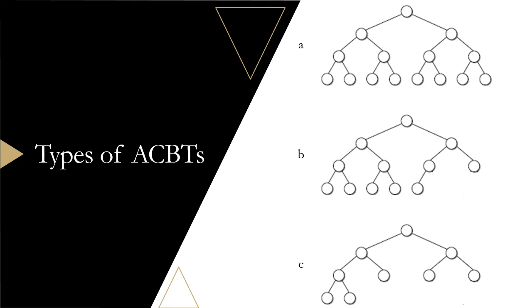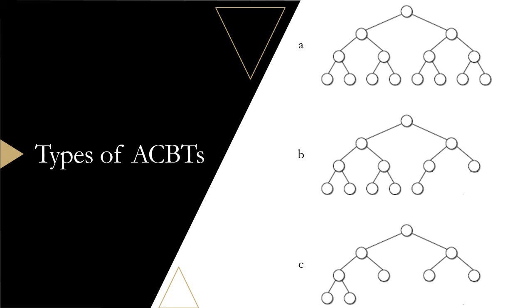This tree is the third form of ACBT, tree C. The difference in height of the two subtrees of the root is 1. Height of the left subtree is 3. Height of the right subtree is 2. Left minus right, 1. Concentrate on the left subtree of the root. This is an ACBT. Now concentrate on the right subtree of the root. This is a PBT.